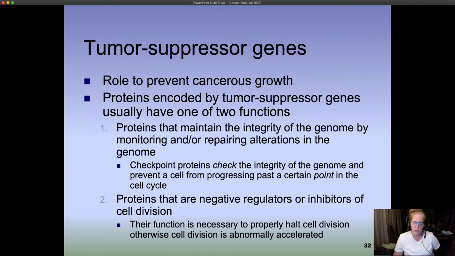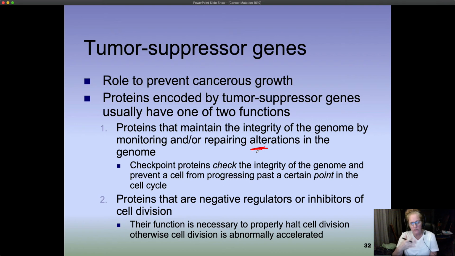Next are the tumor suppressor genes, and tumor suppressor genes are supposed to prevent cancer. They're supposed to prevent the formation of tumors and slow down and highly regulate cell proliferation pathways. Proteins that are encoded by tumor suppressor genes usually have one of two functions. They can maintain genome integrity by monitoring and repairing alterations. They are sometimes called checkpoint proteins during the cell cycle.